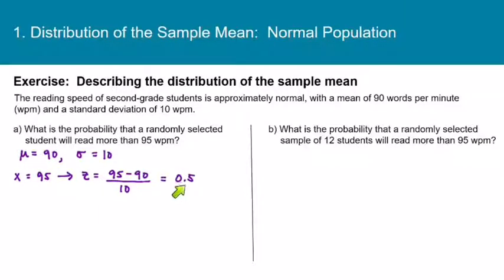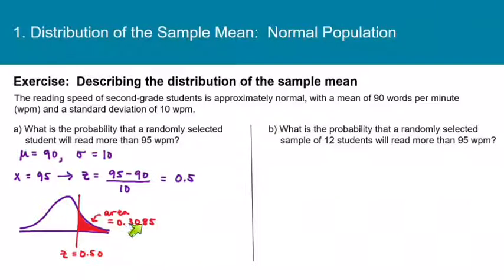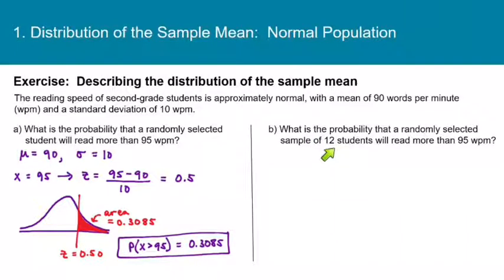Now we would sketch our z-score of 0.5 on the standard normal curve, and since they asked us to find the probability that a randomly selected student reads more than 95 words per minute, we will shade to the right of that. And now we will go to the table and find the area to the right of 0.5, and that area is 0.3085. So the probability that a randomly selected second grade student reads more than 95 words per minute is 0.3085, or about 31%. But now part B says, what is the probability that a randomly selected sample of 12 students will read more than 95 words per minute?